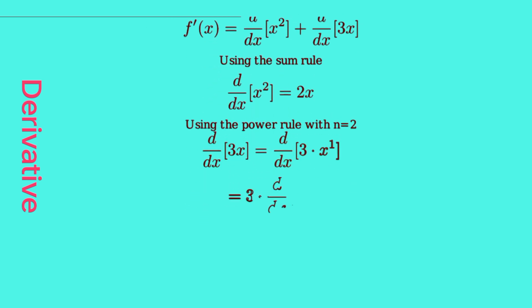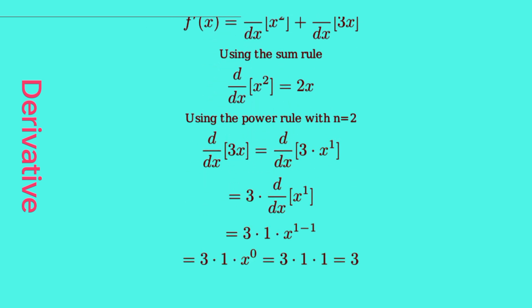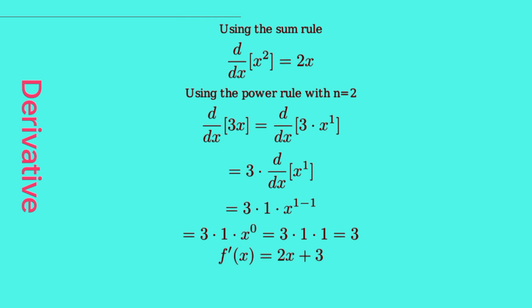For 3x, we can use both the constant multiple rule and the power rule. 3x can be rewritten as 3 times x to the power 1. Using the power rule, the derivative of x is 1. Then using the constant multiple rule, we multiply by 3 to get 3. Therefore, the derivative of x squared plus 3x equals 2x plus 3.